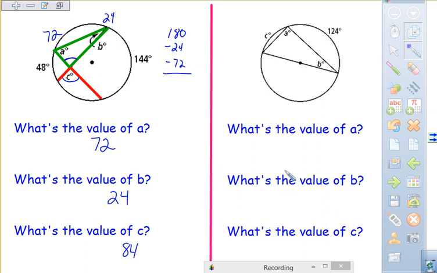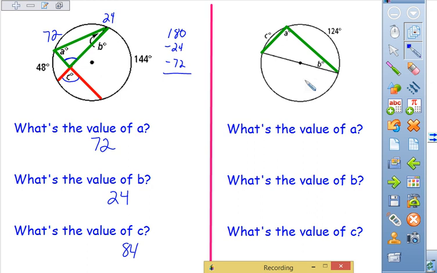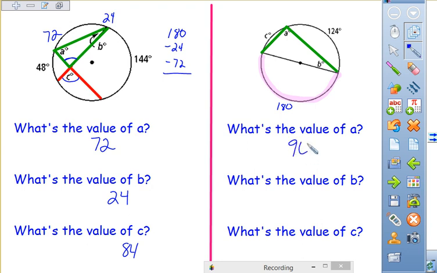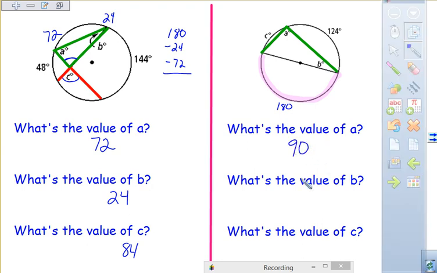Please pause the video and try the next example. So I'm going to look at A first. It looks like A has an intercepted arc that touches this diameter. So that tells me that this intercepted arc is 180, which is going to make angle A a 90-degree angle.